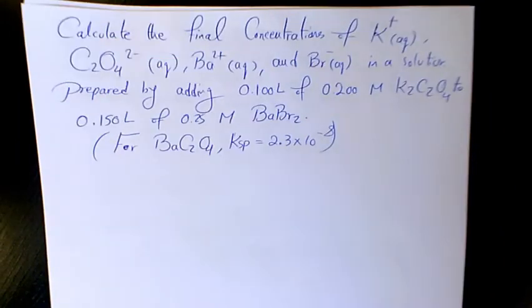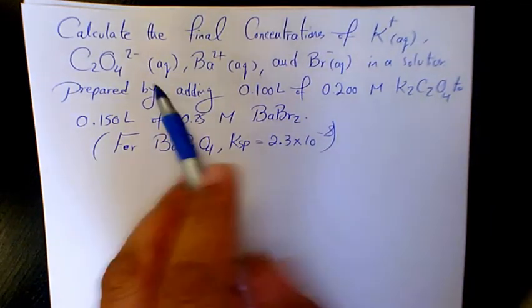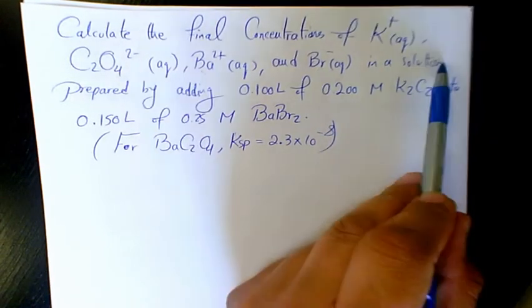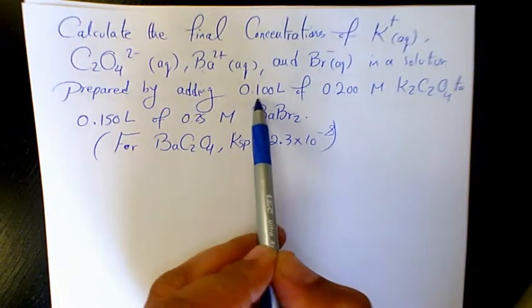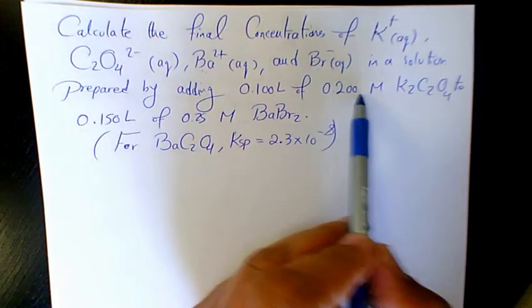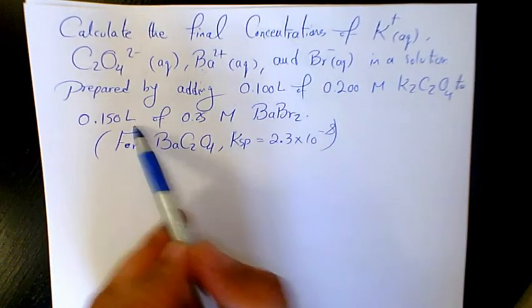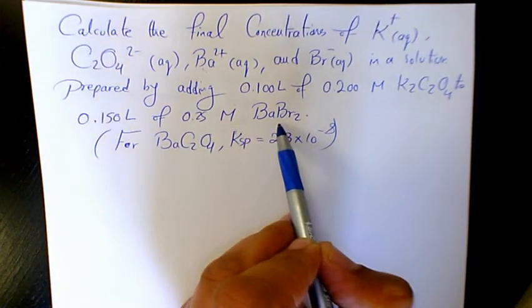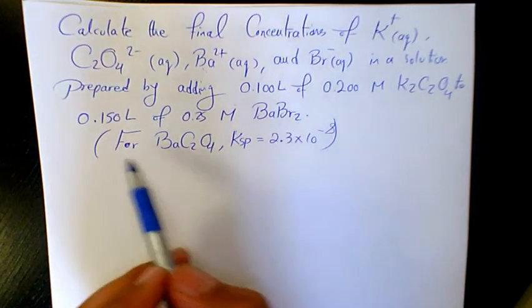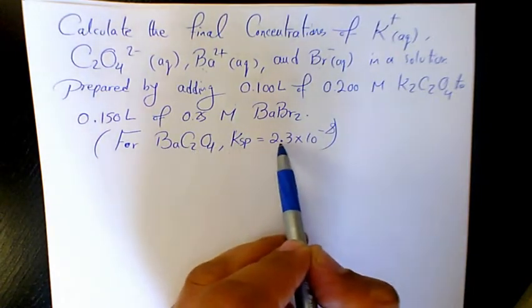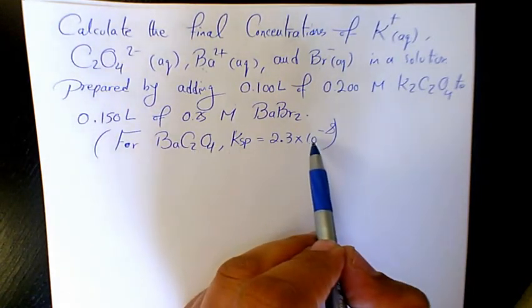Next example. Calculate the final concentration of potassium ion, oxalate ion, barium ion and bromide ion in a solution prepared by adding 0.1 liter of 0.2 molar potassium oxalate to 0.15 liter of 0.25 molar barium bromide. For barium oxalate, Ksp is 2.3 times 10 to the power of negative 8.